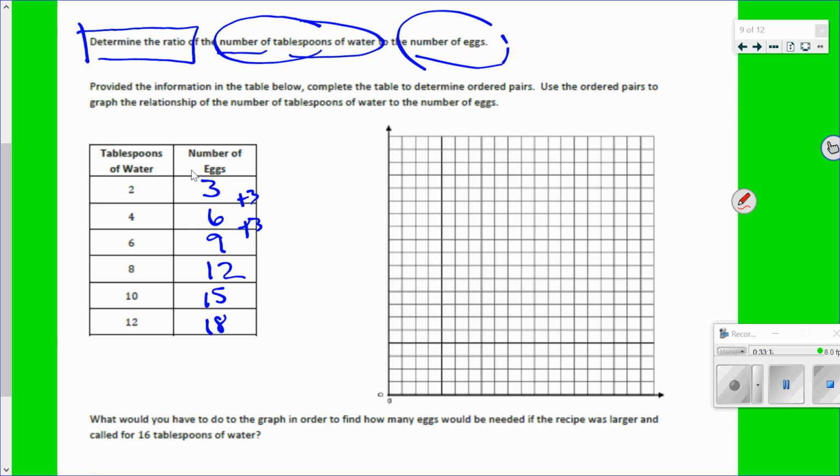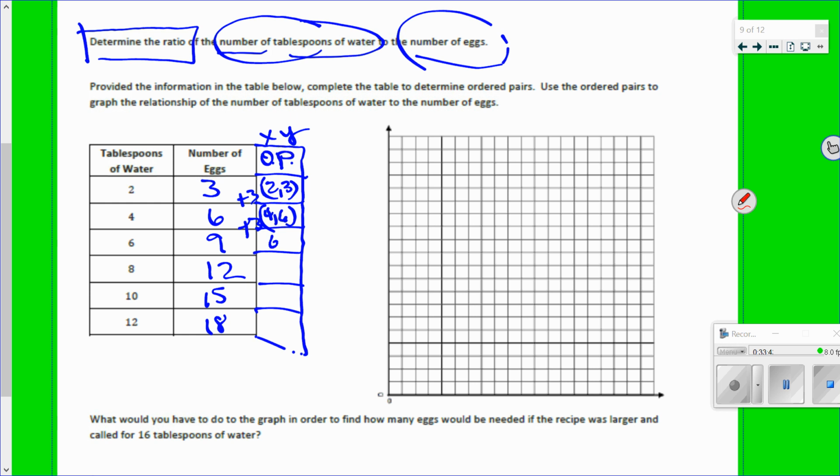All right. Now, guys, let's make our ordered pairs from this chart. So here are our ordered pairs. What's my first ordered pair? 2, 3. Good. We have our X and our Y. 4, 6, 6, 9, 8, 12, 10, 15, and 12, 18.